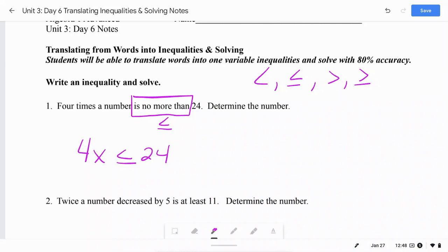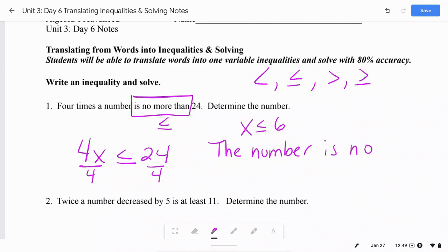Once we have our inequality, now we're going to solve it. So to solve this, I just need to divide by 4, and I get x is less than or equal to 6. And then since these are word problems, we do want to write our final answer in a complete sentence. So it says to determine the number. So my final answer, I can write it as the number is no more than 6. Notice I always like to use the same words that they use in the word problem. So the number is no more than 6 would be our final answer.